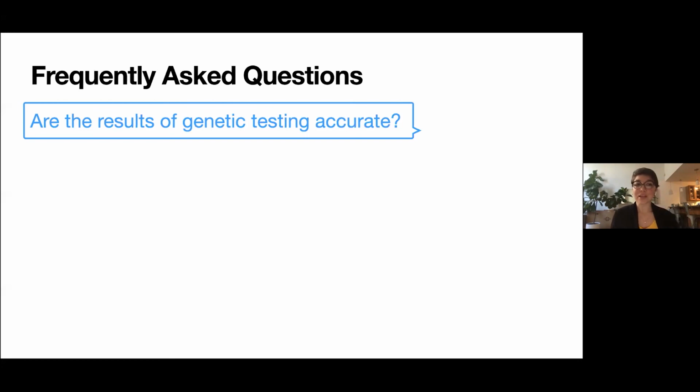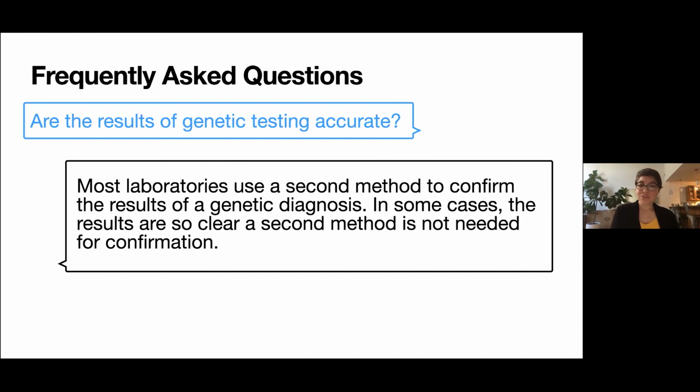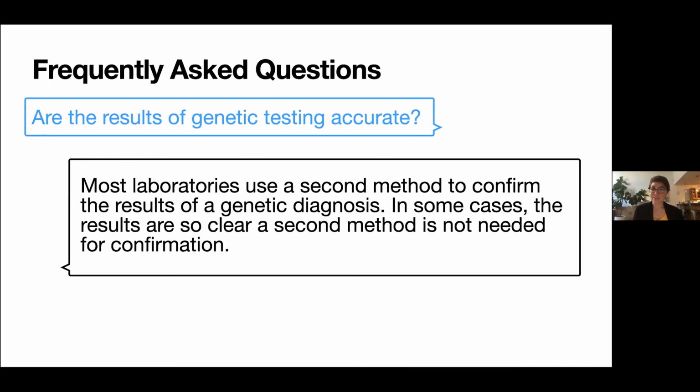Another question we get pretty commonly is whether the results of genetic testing are accurate. What's interesting is that most labs actually use a second method to confirm the results of a genetic diagnosis, meaning that what you see on the report in most cases has actually been tested a second time using a completely different approach, because they really want to be certain that what they're reporting out is accurate. In some cases, the results from that first test are so clear and straightforward that they don't need to do the second confirmation. We're seeing that more and more frequently as our labs are getting better and better at doing this type of testing.